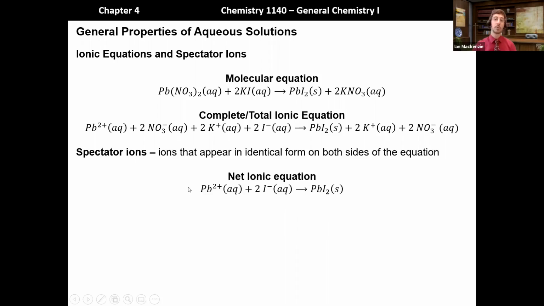It's very important for us to know how to write the complete ionic equation and the net ionic equations. So make sure to review this information, and we'll go through a few examples.